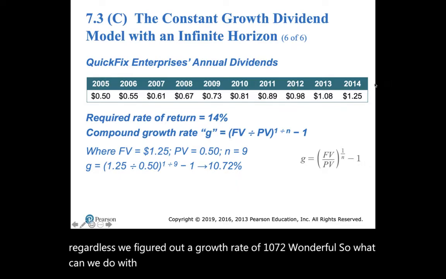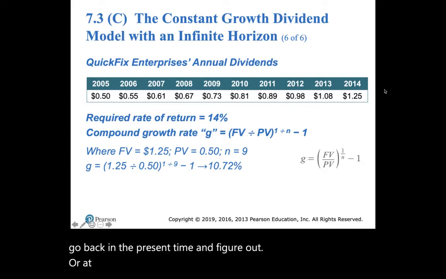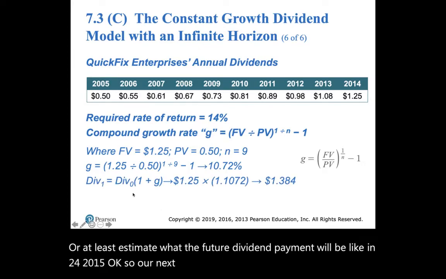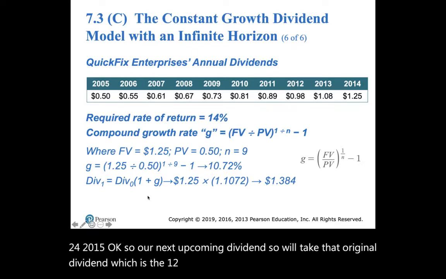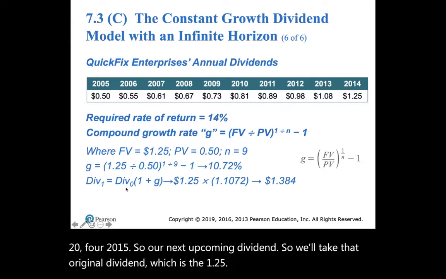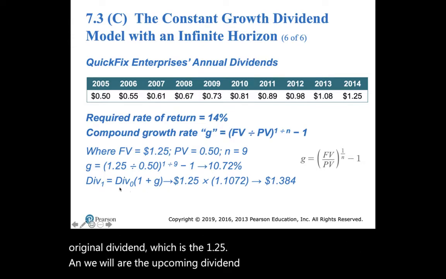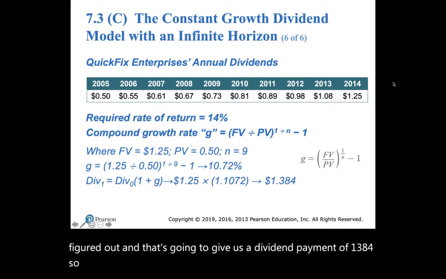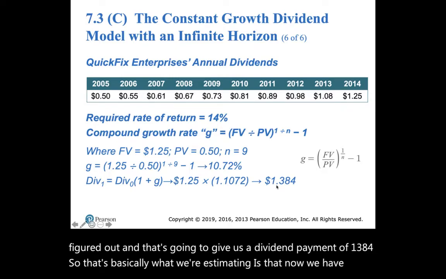So what can we do with that? Well, now we can actually go back in the present time and figure out, or at least estimate, what the future dividend payment will be like in 2015. Okay, so our next upcoming dividend, so we'll take that original dividend, which is the 1.25, and the upcoming dividend is the 2015. So we have the 1.25, and we're going to basically add the growth rate that we figured out, and that's going to give us a dividend payment of 1.384. So that's basically what we're estimating, is that now we have a dividend payment of 1.384.